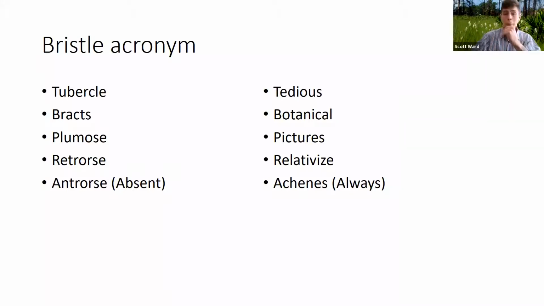Maybe a quick bristle acronym you could remember for these 5 groups as set forth in many keys. So tubercle length: are they super long and conspicuous? Can you see them without magnification? Are the bracts showy and white, like in Colorata and latifolia? Are the bristles, if present, plumose? If bristles are present and they're retrorsely barbed, that's a small group. And then antrorse or absent represents this group that has antrorsely barbed bristles or no bristles whatsoever, so absent.